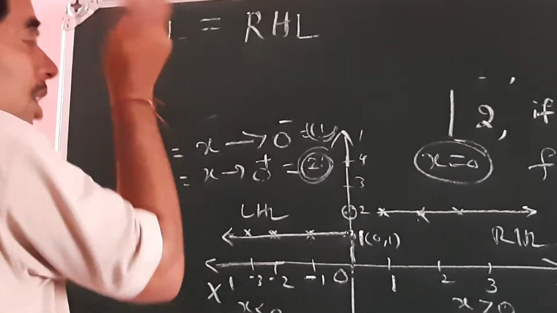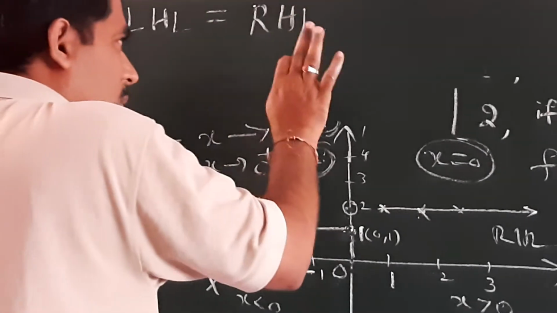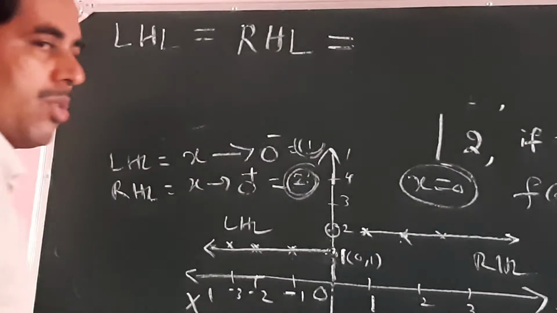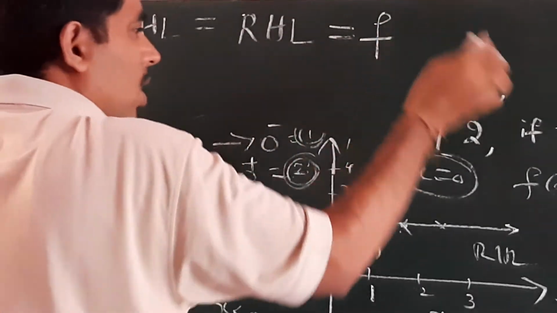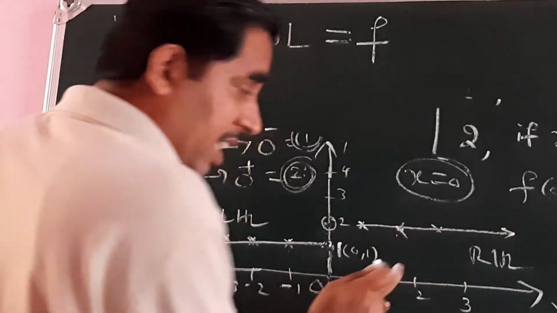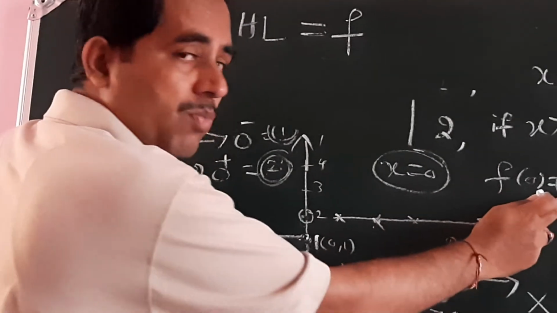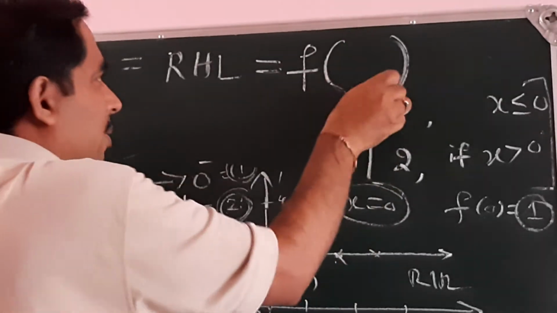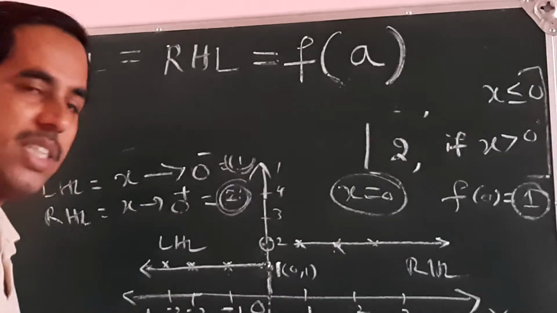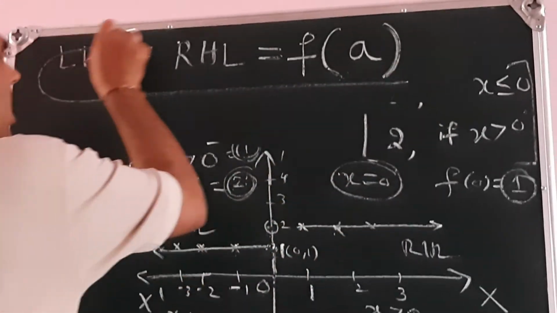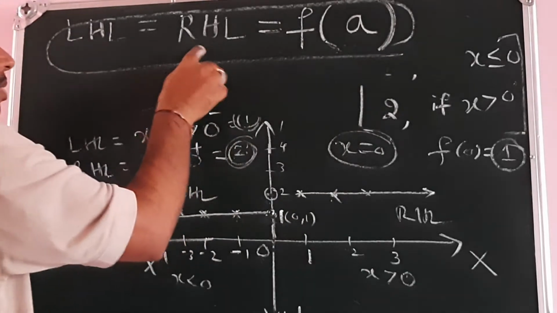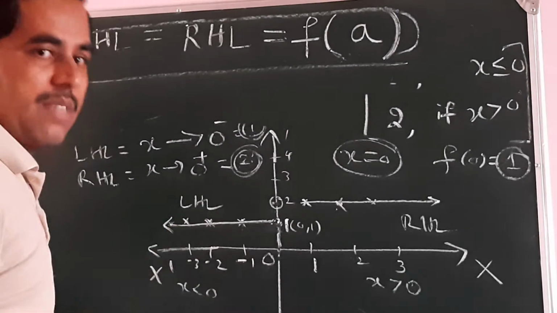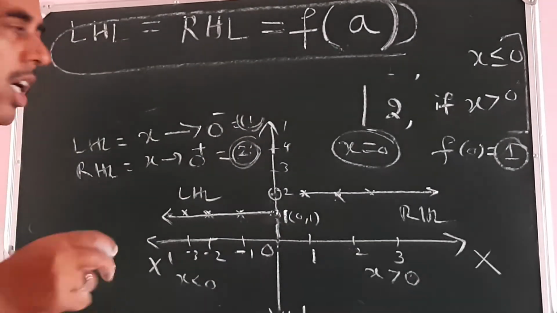So if the left hand limit is equal to the right hand limit, both are equal, then both should be equal to the value of the function. In this case the value of the function at the specified point is 1. So whatever the value of the function we define at the given point, say a, let me take this point as a. If the left hand limit of the function is equal to the right hand limit of the function is equal to the value of the function at the point, then the function is continuous.